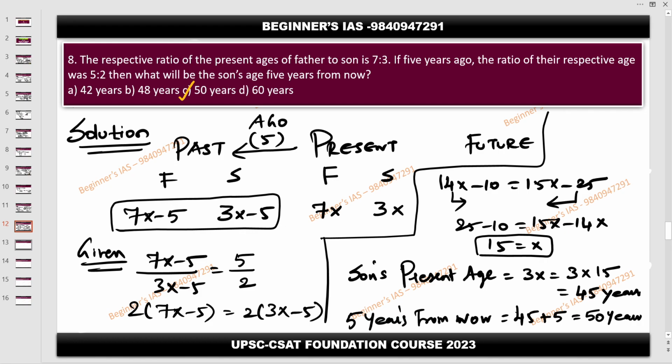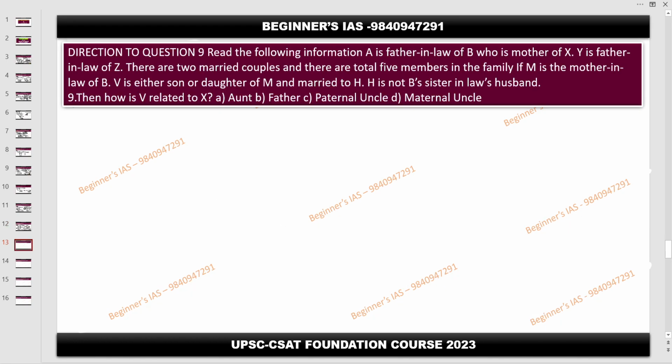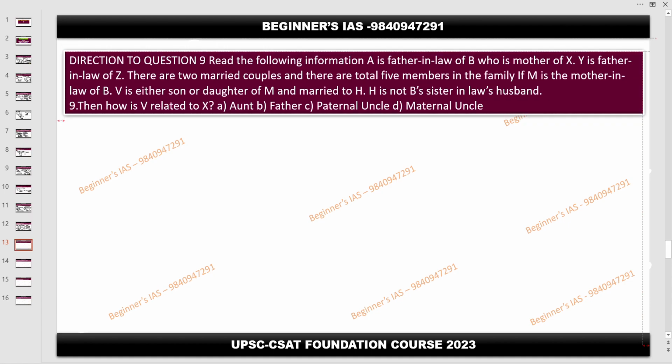Now the next question. Few people get confused in this question. Make a diagram here, then add the additional data. Then it is easy to solve this kind of problem. Now read the following. A is the father-in-law of B. First make the diagram. Go with the generation concept, that is important. One generation below, one generation above, that logic you can use here.